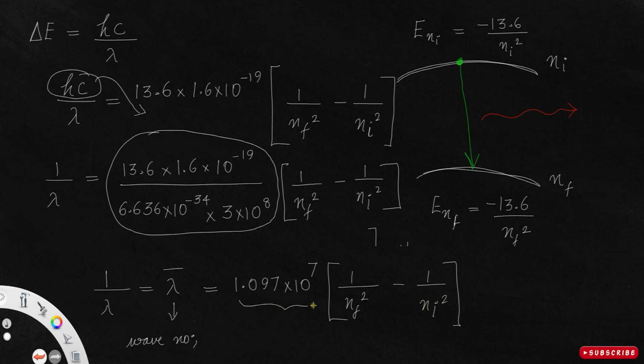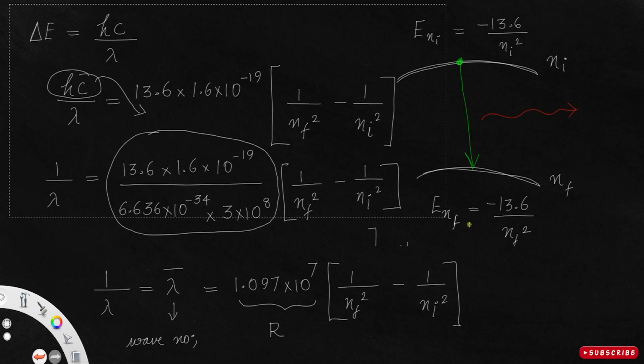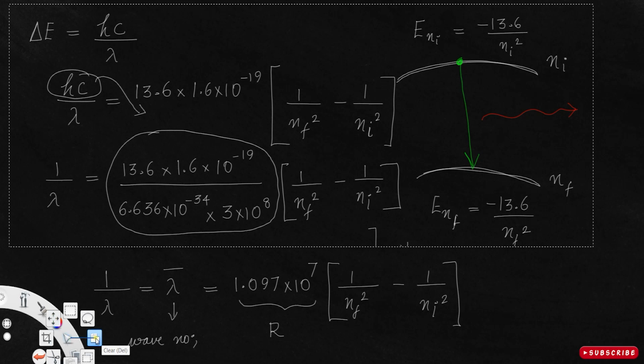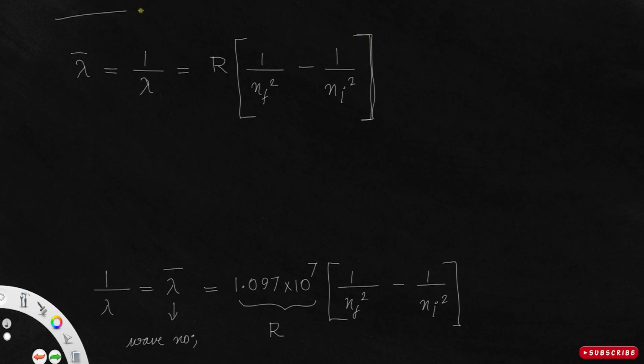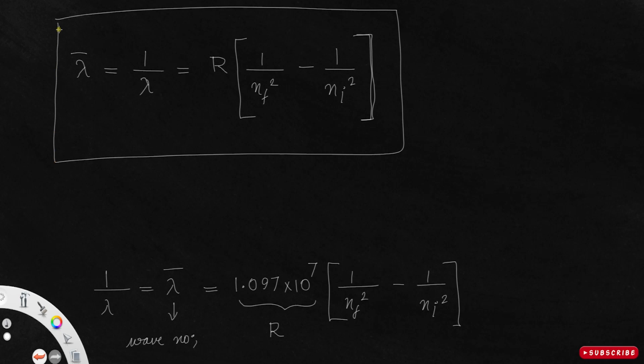And this value is called Rydberg's constant, R. So the final expression will be lambda bar, which is 1 by lambda, the reciprocal of wavelength, equal to Rydberg's constant into 1 by nf square minus 1 by ni square. Clear? So this is the Rydberg's equation or Rydberg's formula.